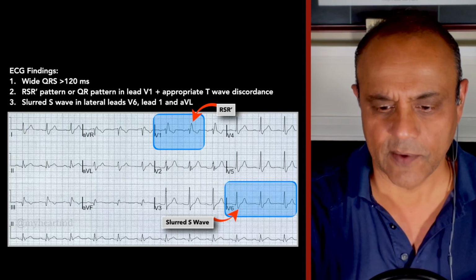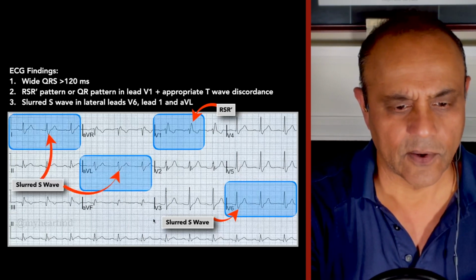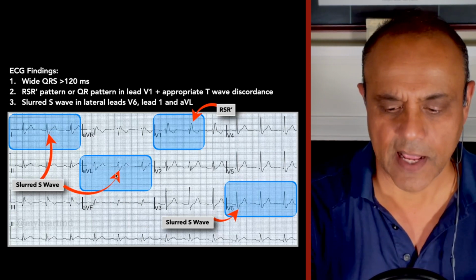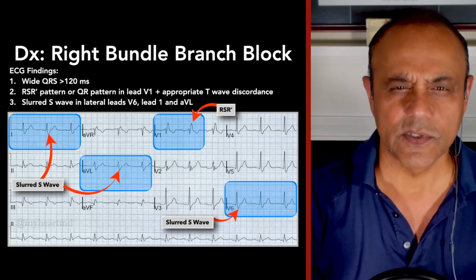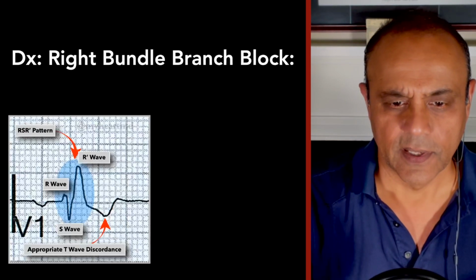Now, there's a slurred wave. You can see this right here. The slurred S wave is quite pronounced. And here are, again, slurred S waves in lead 1 and in aVL. All right, so this was a right bundle branch block pattern, fairly straightforward.